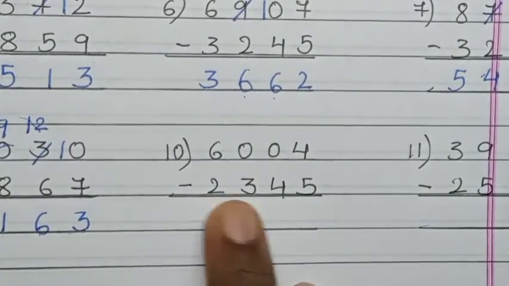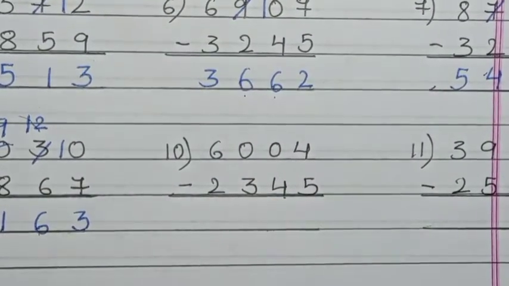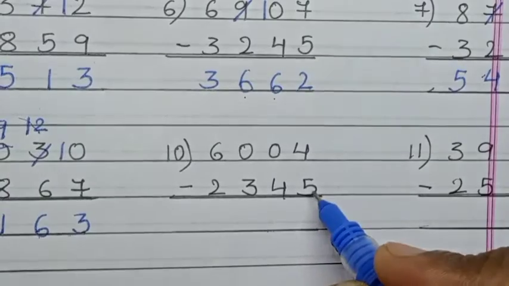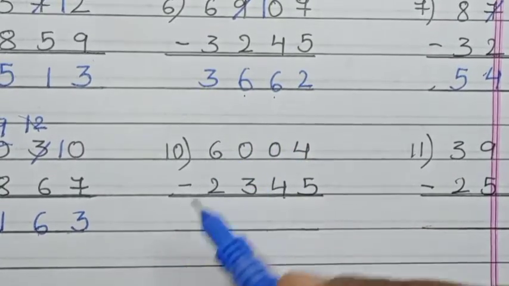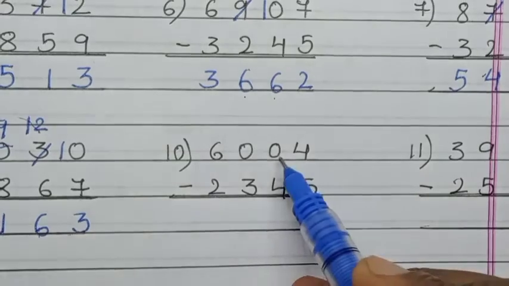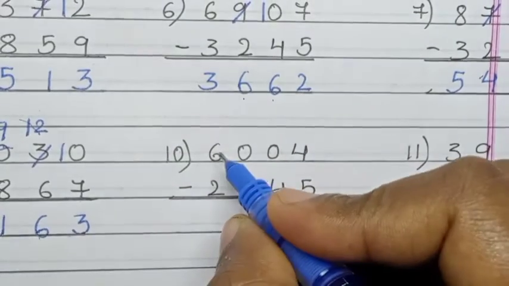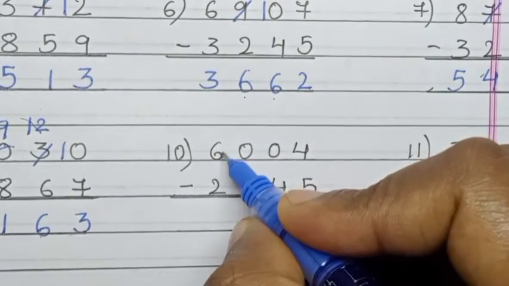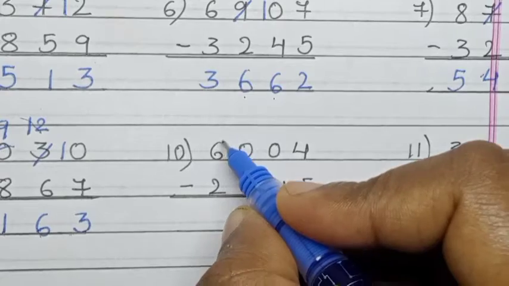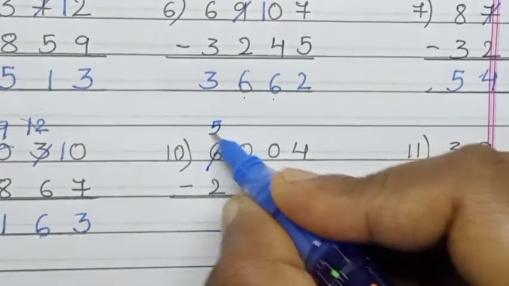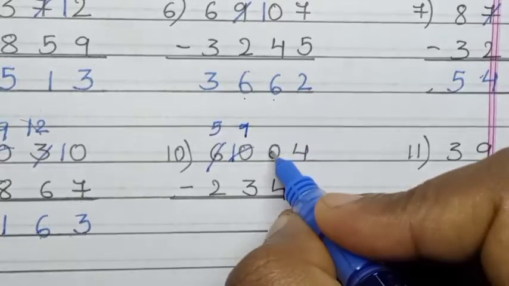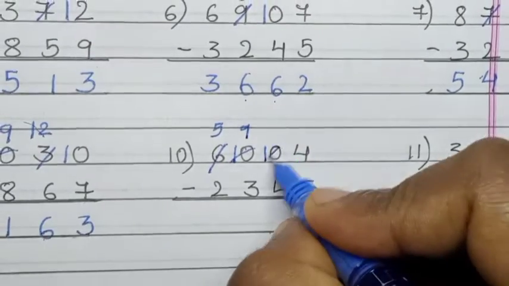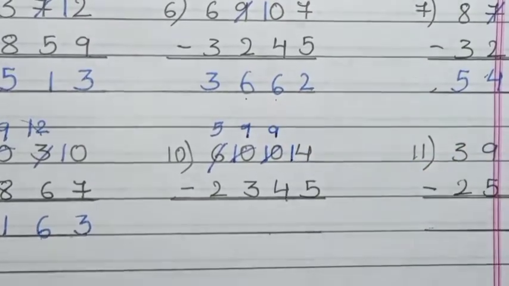6004 minus 2345. Okay, so we can't do 4 minus 5 because 4 is less than 5. So let's borrow from 6 here because these two digits in between are 0. So here if I borrow 1 from 6, 6 will become 5, 0 will become 10. Again borrow 1 from this. 10 will become 9, 0 will become 10. Again 10 will become 9, 4 will become 14.